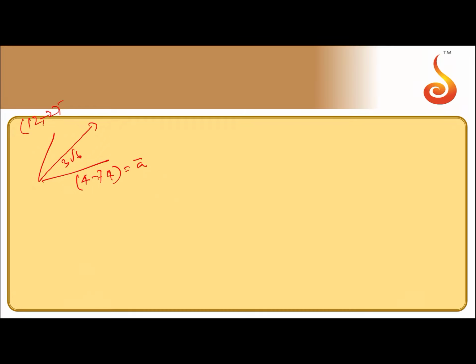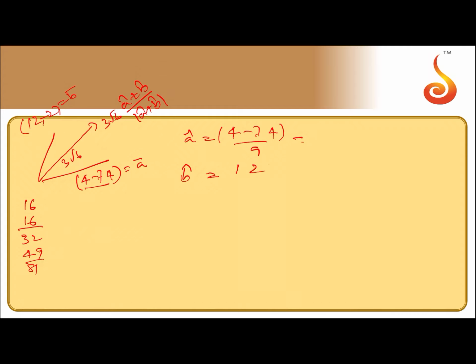If you assume this is the A vector and this is the B vector, then the vector of this magnitude is 3 root 6 times (A cap plus B cap) divided by the modulus of (A cap plus B cap). Let me calculate A cap first. The magnitude: 16 plus 16, 32, plus 49, that is 81, which means 9. So the unit vector is (4, minus 7, 4) by 9. Plus B cap, which is (1, 2, minus 2) by 3. Now A cap plus B cap, multiplying by 3: 3 plus 4, 7; 2 threes are 6 minus 7, minus 1; and 2 threes are 6, minus 6 plus 4, minus 2; all by 9.